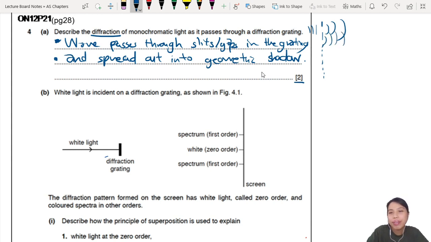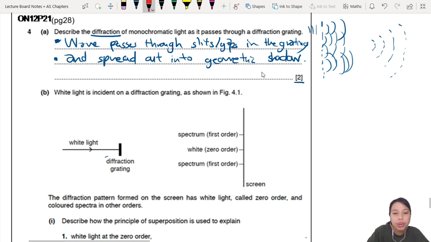Okay, there's many wavelets interfering. So sometimes actually the best way to draw is like the picture just now. You do dotted. Then you also show the interference happening there. Okay, 2 marks here. One comes from the wave passing through the slit in the grating and then spreading out into a geometric shadow. So that's your A1. This is the one you want to say. Whenever I ask you to describe diffraction, think about this.